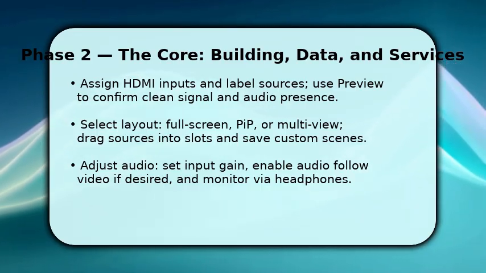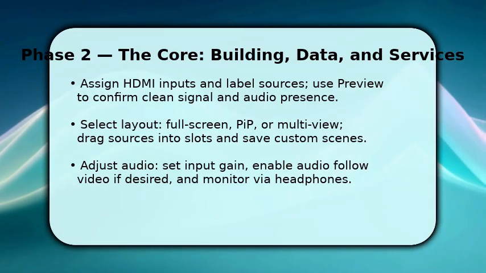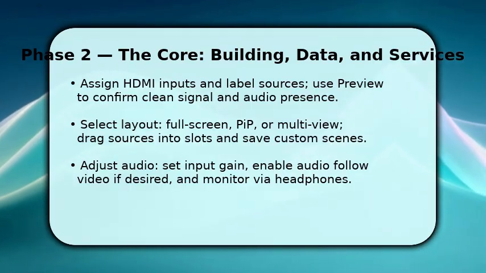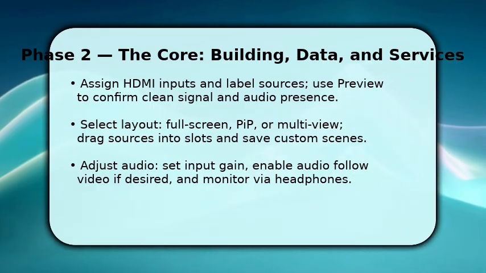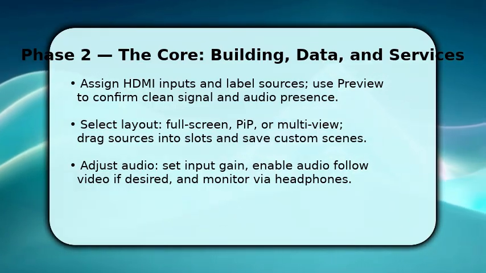Next, choose a layout: full screen, picture-in-picture, or multi-view, and drag sources into slots while watching transitions. Once layouts are placed, save custom scenes so you can switch instantly during the production.